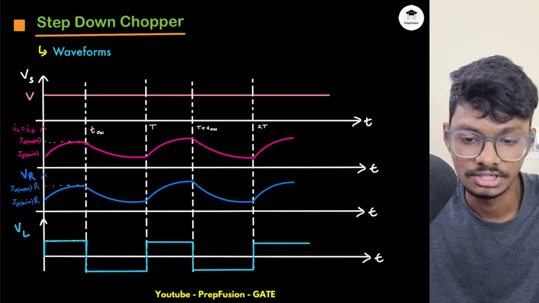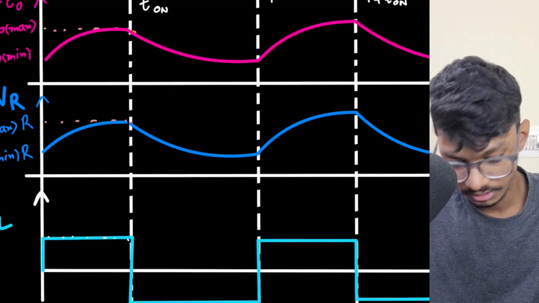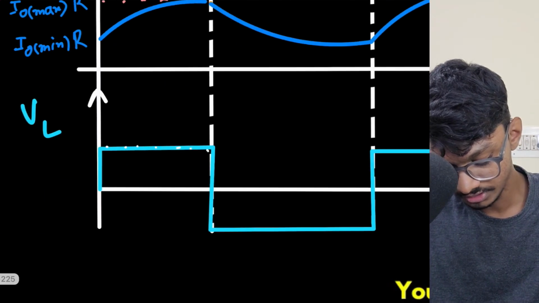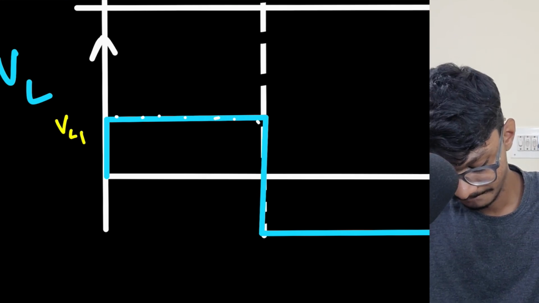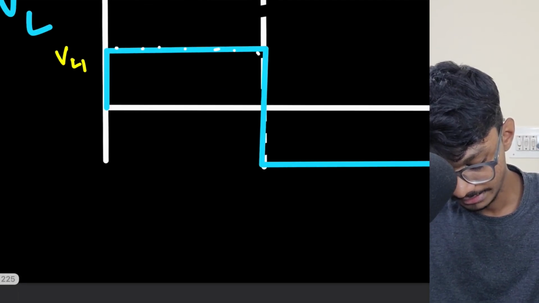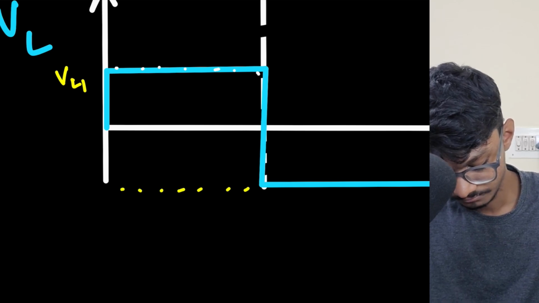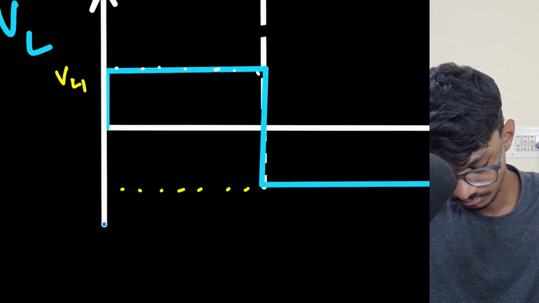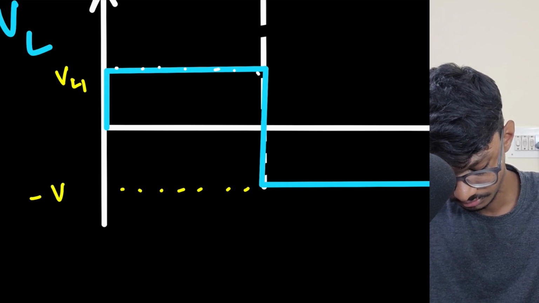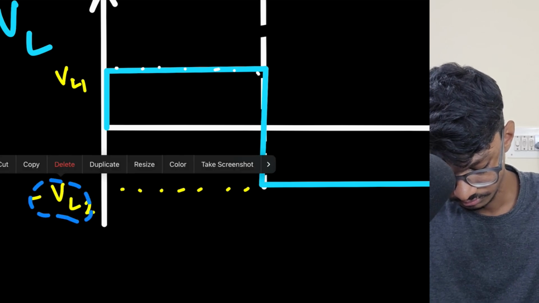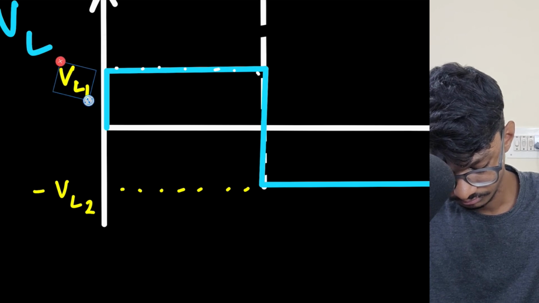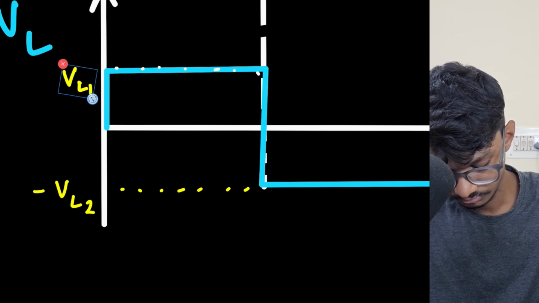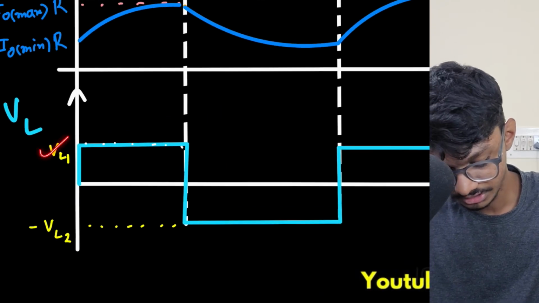What will be the voltage? So the inductor voltage, when this is on, let's name this as VL1, and let's name this as VL2. Let's name this as VL1 and VL2.